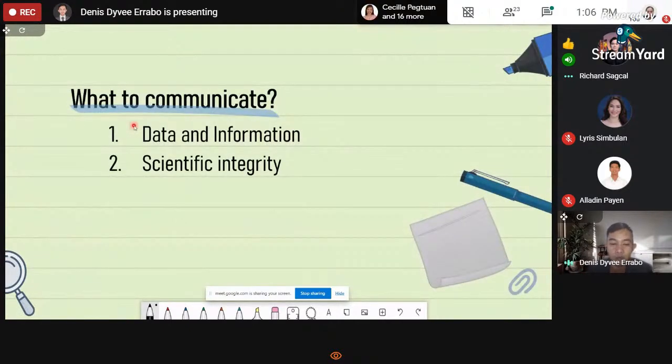So at first, you might want to ask, what should be communicated? Basically, we communicate information and data. There's a clear line between data and information. Data can be drawn through empirical evidences, and information can be a theory or a narrative that can support our data. Aside from that, we also have to communicate our best practices, our ethical practices, and our professional values when we are communicating the result of our paper or of our findings.